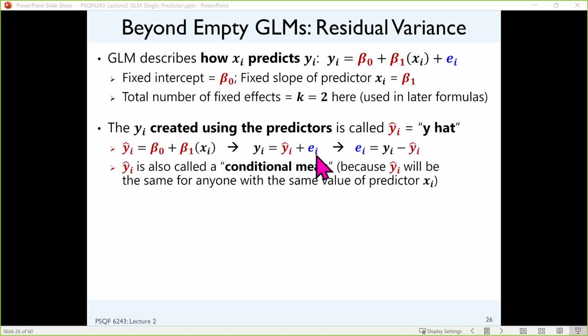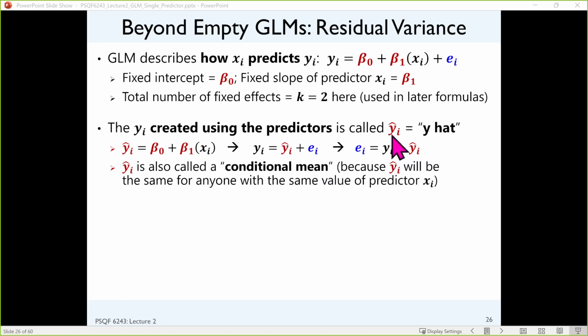e picks up the difference between whatever the model says and what the actual outcome should be. So if the model predicts too low, your e is going to be positive because you're actually up here. If the model predicts too high, then your e is going to be negative because you're actually down here.